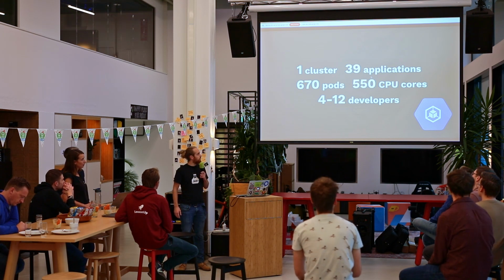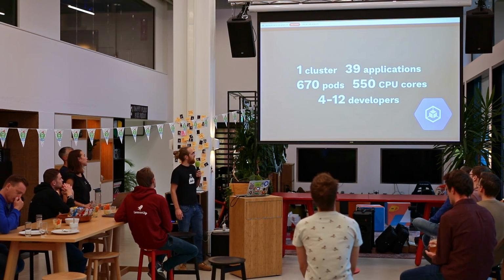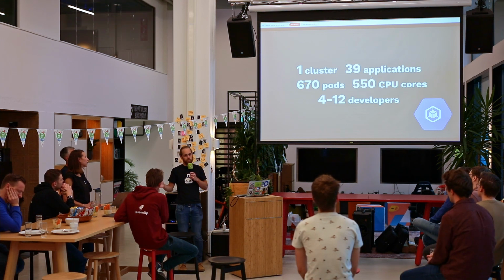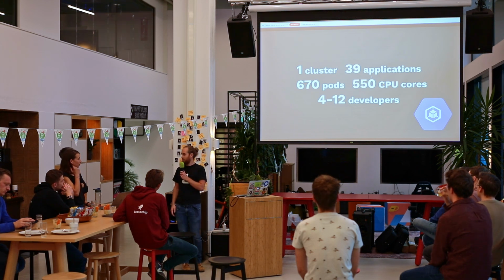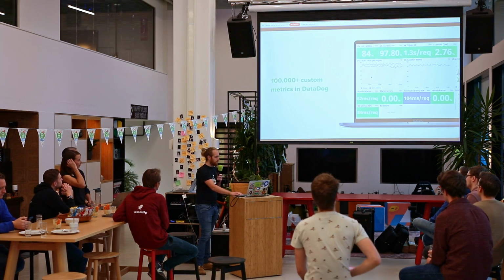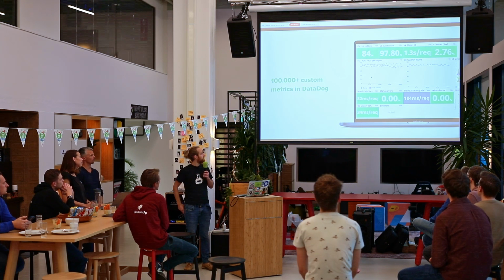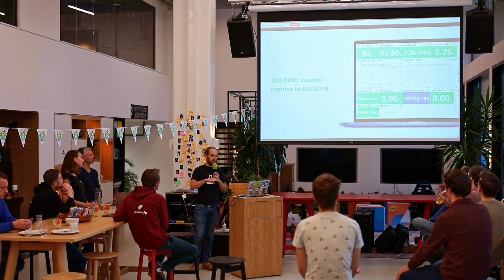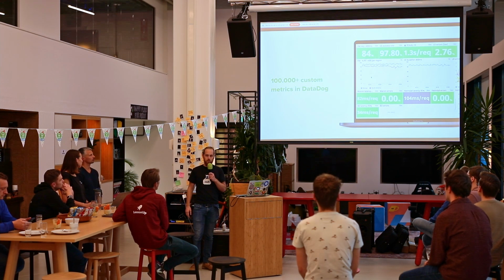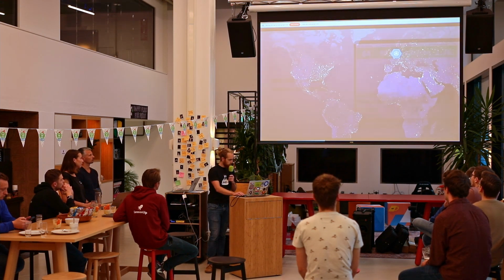We are over 500 CPU cores. I think we have more than a terabyte of memory in use, and with 4 to 12 developers. Currently, it's 12 because we are building nice new features. And we have a lot of metrics. So we have more than 100,000 custom metrics in Datadog. We graph those in dashboards. We can dive deep into what's happening to the applications, and that's a lot of extra information.